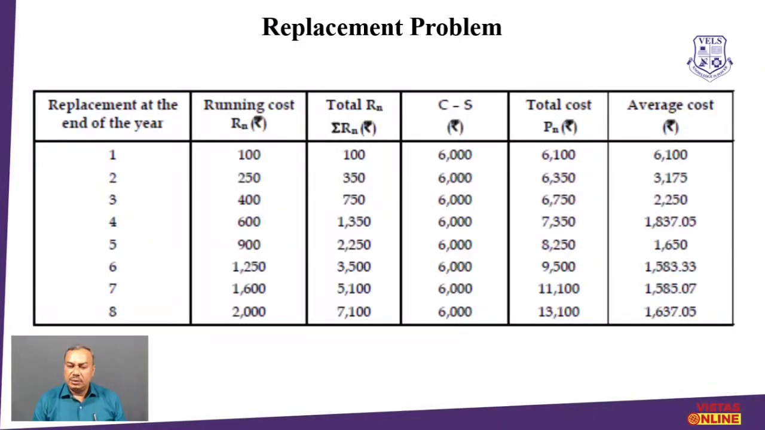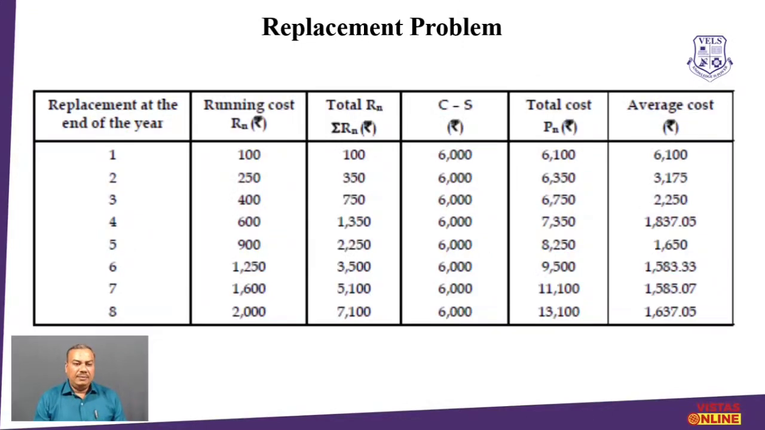And the fifth column is total cost. How do we calculate the total cost? Cumulative running cost plus depreciation. Then the average cost: for each total cost we divide it by its respective end of the year. So finally we will get the average cost for every end of the year.